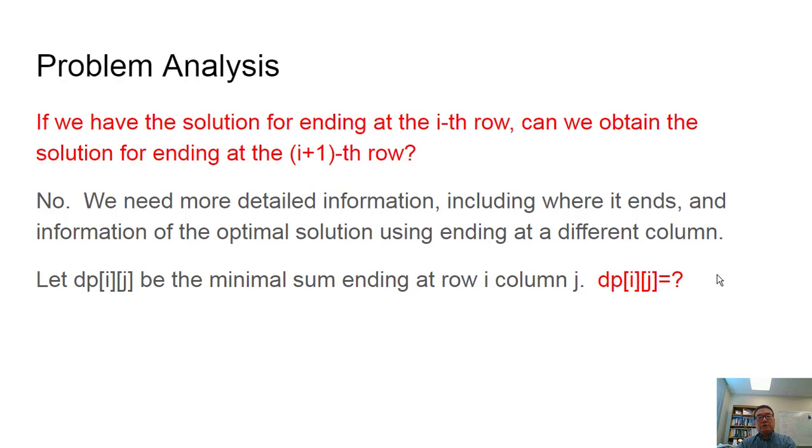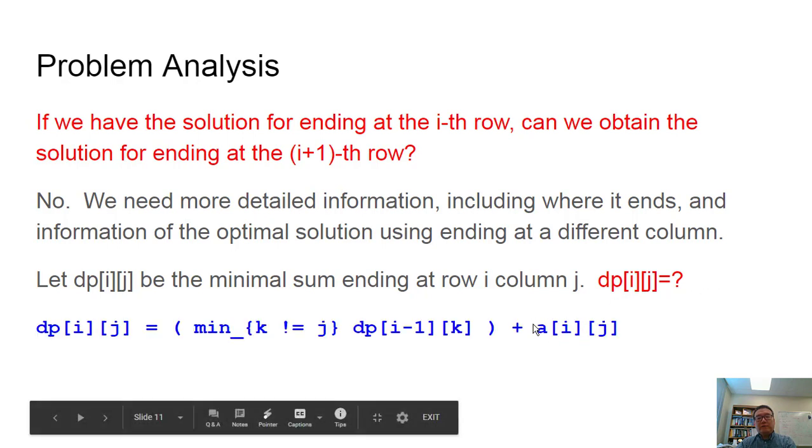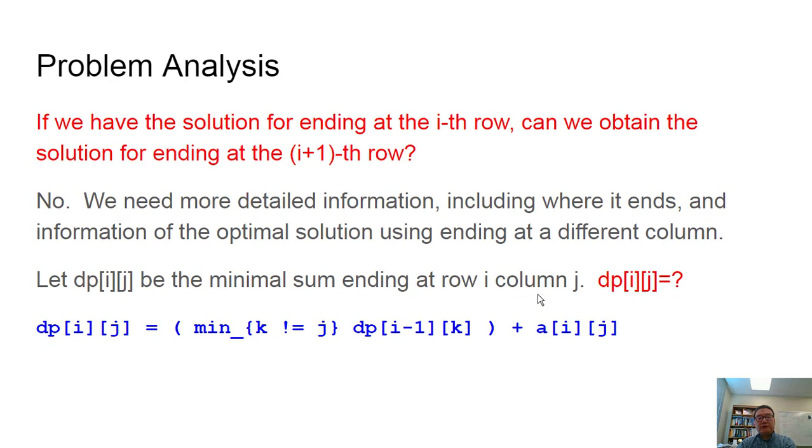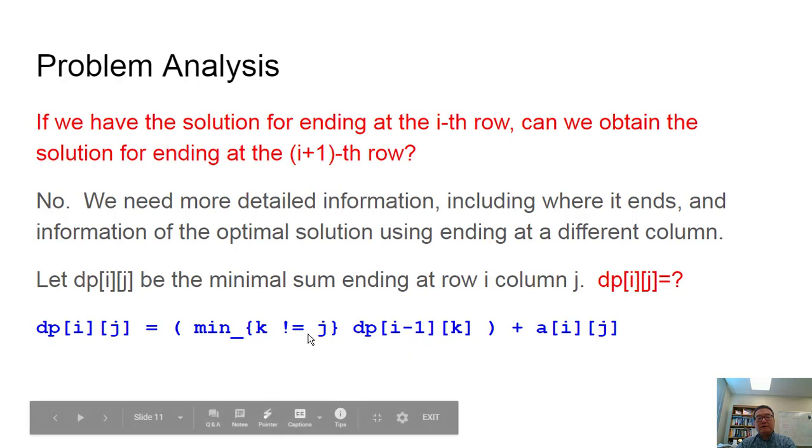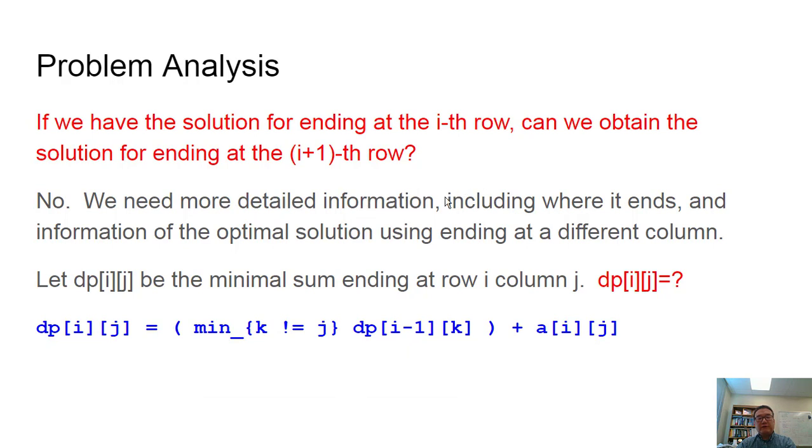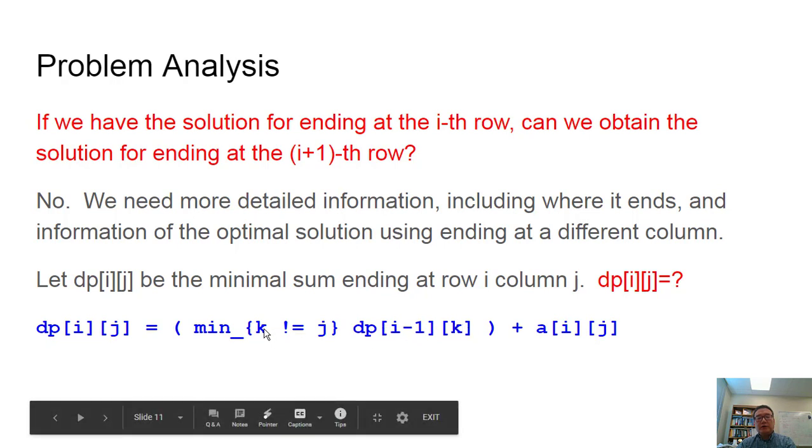So, of course, dp[i][j] will have a part which is a[i][j], which is the last cell that I'm ending at. So along the previous row, I want to pick the one that has the smallest value. However, that has to be one that's not ending at the same column, because I have to shift from every row. So this is my DP definition: it's the minimum value of dp[i-1][k], where k is all possible values except j.